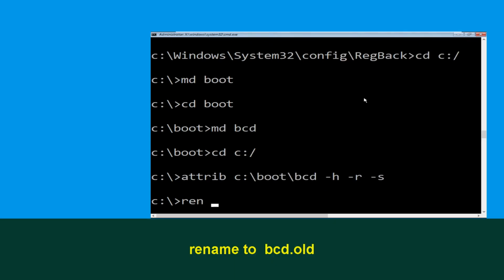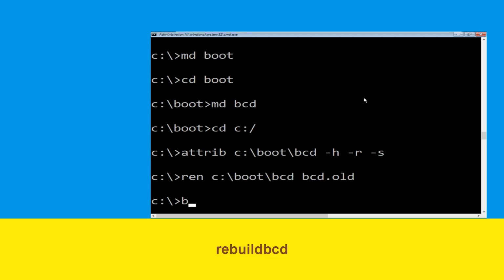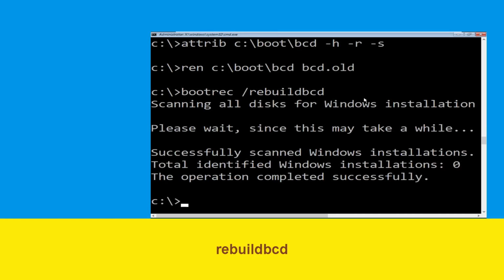Type attrib c:/boot/bcd -h -r -s and hit enter. Now type ren c:/boot/bcd bcd.old. Then simply hit enter to execute this command. Type bootrec /rebuildbcd and hit enter.